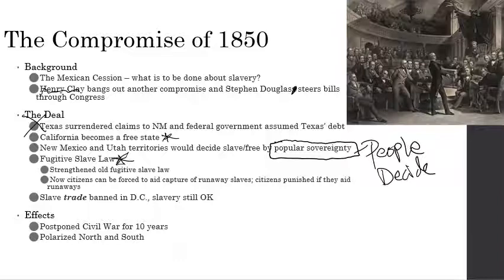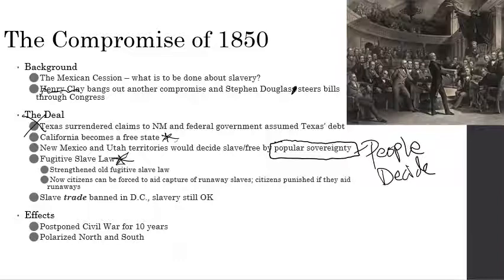And then the last thing that was supposed to be kind of for the Northerners in this deal was that the slave trade was banned in Washington, D.C. Slavery was okay to have. You could have slaves in Washington, you know, the home of American government, but you couldn't trade slaves in Washington, D.C. So there's a variety of different things, and it's not so much just memorizing all of these. I think it's important to know the fugitive slave law and that California became a free state.